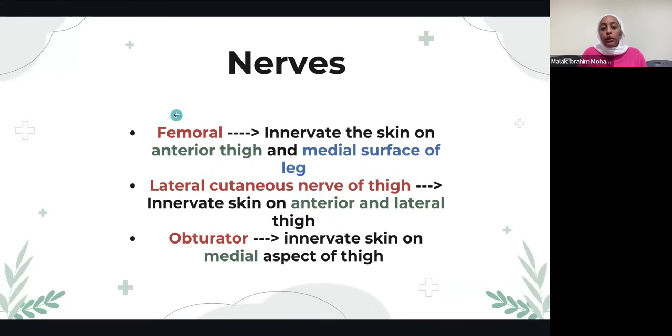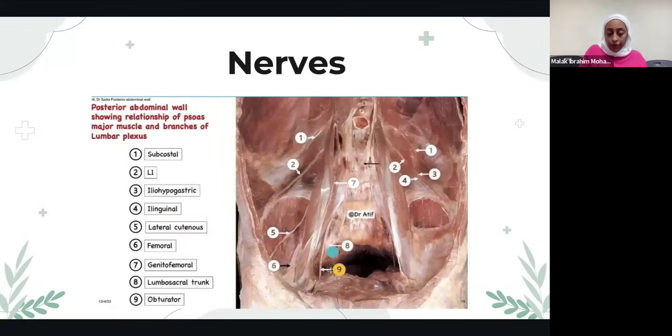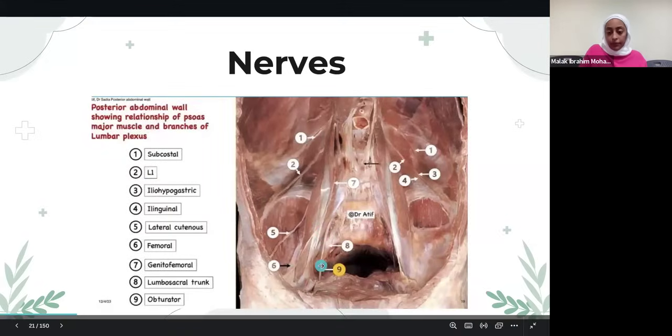The femoral nerve will innervate your anterior thigh and the medial surface of the leg. The lateral cutaneous nerve of the thigh, from its name, is the lateral nerve of the thigh. That will innervate the thigh. Which part of the thigh? The anterior and lateral. And then you're going to have the obturator. We said the obturator, if you remember here, is the most medial.